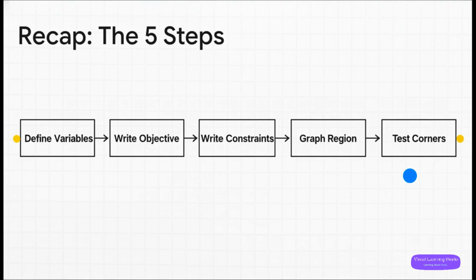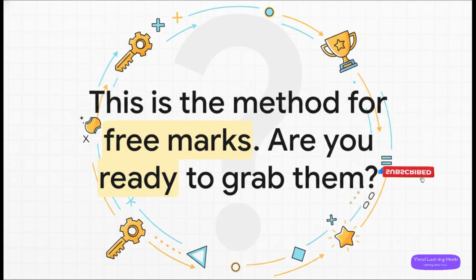So to recap the 5 steps: define, objective, constraints, graph, and test. That's the whole game. You now have the key. So the real question is, what else can you solve with this?